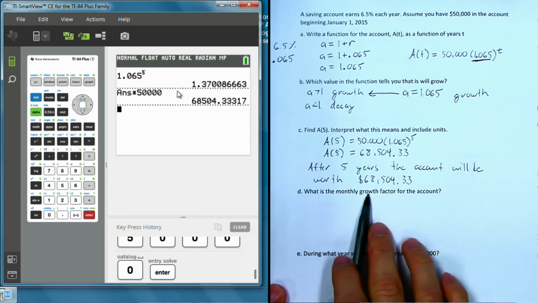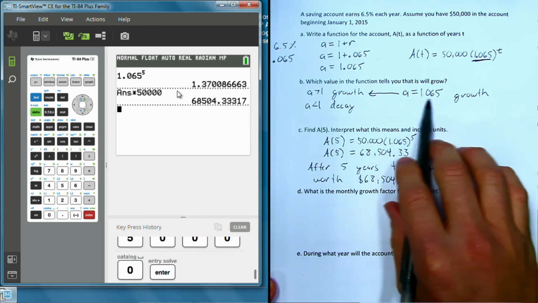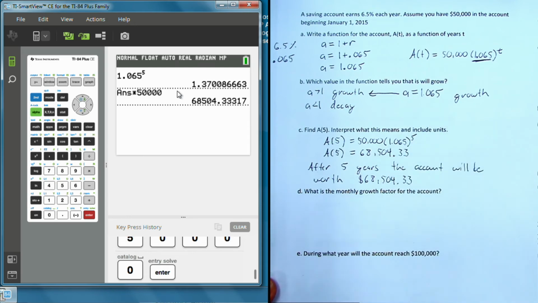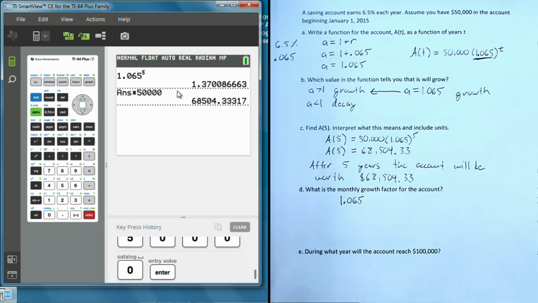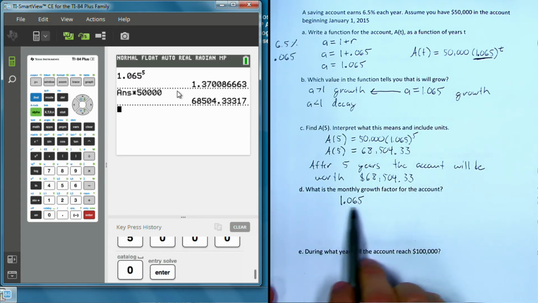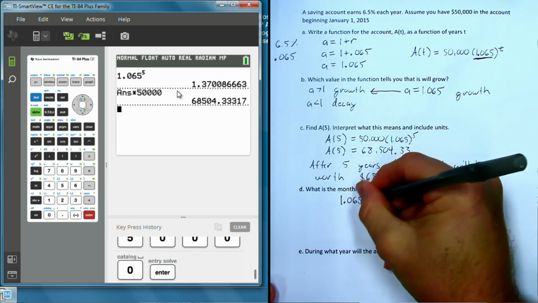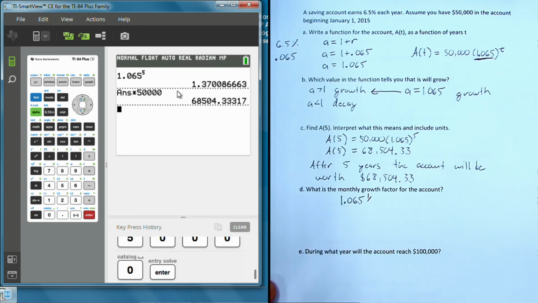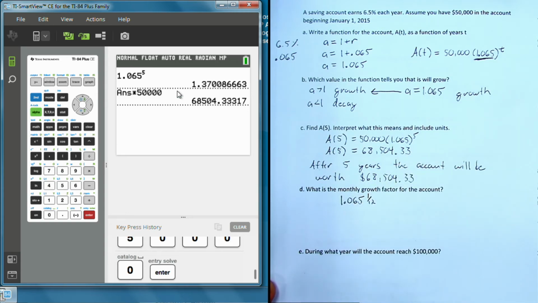What is the monthly growth factor for the account? Well, notice right now we have a yearly growth factor of 1.065. So we want to take 1.065 and turn that into a monthly growth factor. Anytime you want to take something and shrink its time period down, we want to do 1 over the number of new periods that would occur in the old one. So since we're going from yearly to monthly, and there's 12 months in a year, we're going to take 1.065 and raise it to the 1/12.